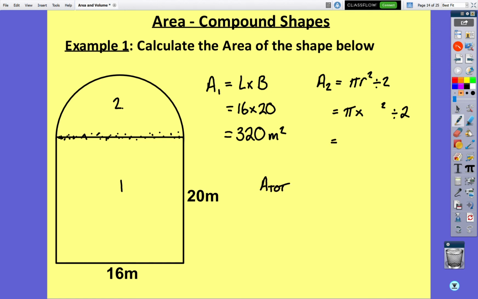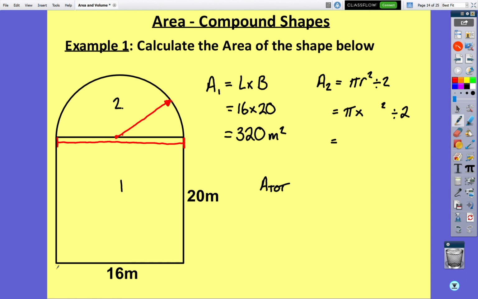So let's have a look. I want to know what this length is, or specifically what that is, but I'm going to do this in 2 stages.